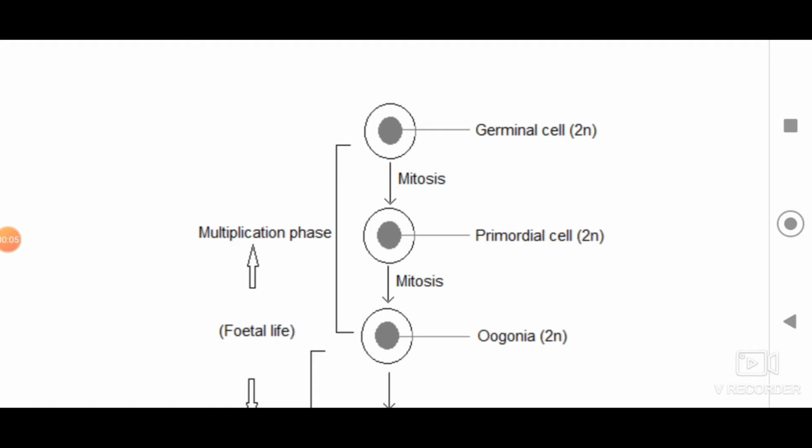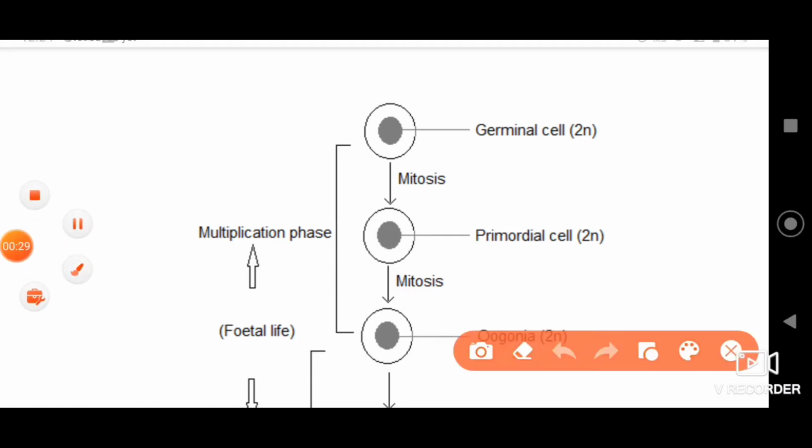Dear friends, let us today discuss oogenesis. I have represented here a chart, as I had explained in the prior classes about the spermatogenesis process. In a similar manner, I am going to explain the oogenesis process. In fact, let us first understand what we mean by oogenesis.